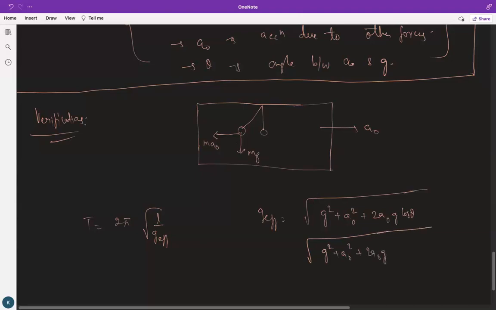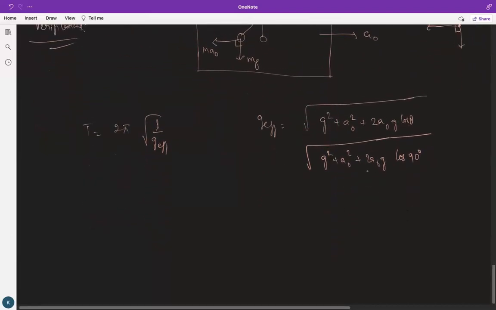Now, what is the angle between A naught and G? The angle between A naught and G is actually 90 degrees, because one force is acting vertically downward and the other force is acting in the backward direction. So the angle between the acceleration due to the pseudo force and the acceleration due to the force of gravity is 90 degrees. So we have to write cos 90 degrees here, and we all know that the cos 90 degree value is 0. So this whole term is treated as 0. So our G effective value is root under A naught square plus G square.